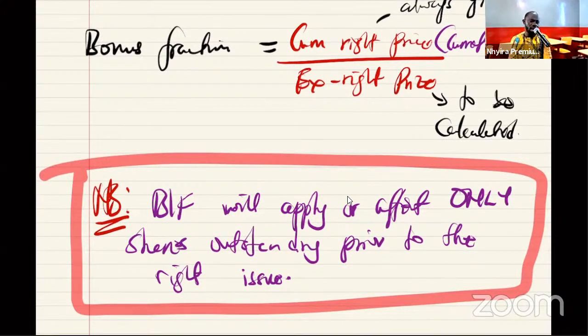Now, the question we then ask ourselves is, how do we calculate the ex-rights price? How do we calculate that? Then once we calculate that, we can calculate the weighted average number of equity shares. So let me pull up an illustration. We're going to use the illustration to find out how to calculate the earnings per share when there is a rights issue, and then we apply it.